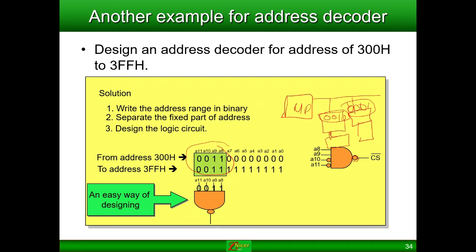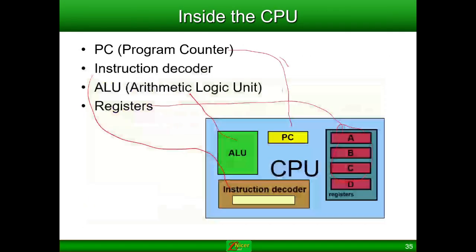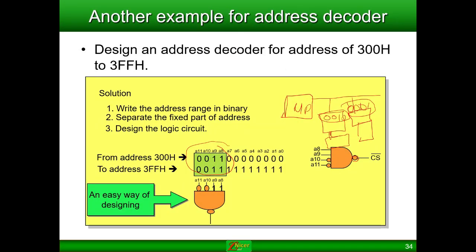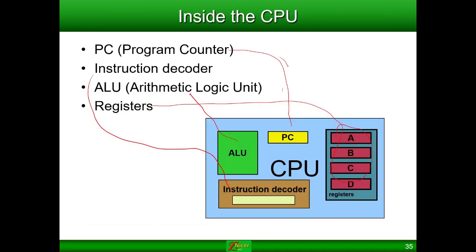We see that address was applied first and then the data was applied, which was the fixed part, and then it just simply decodes it. Let's move on to inside of the CPU. Inside a CPU we have our program counter, which counts how many operations are done. We have our instruction decoder, which decodes the instructions that are given to our CPU.